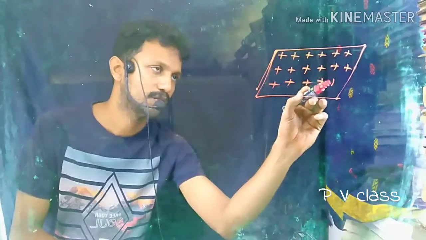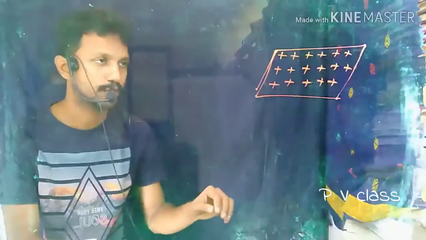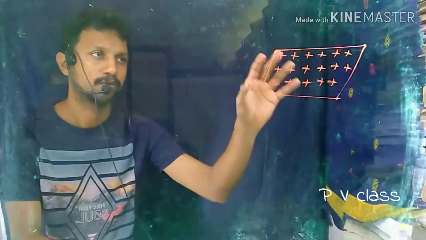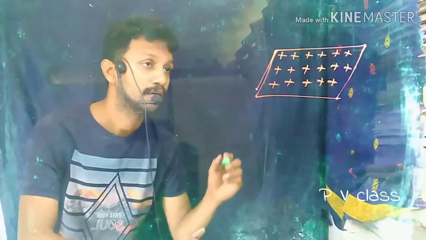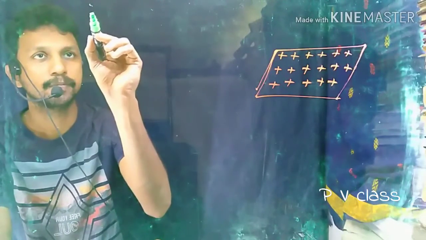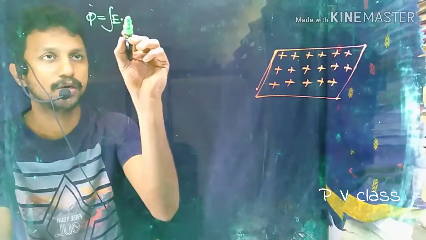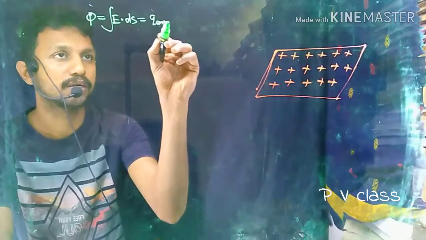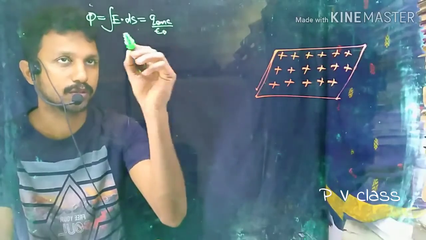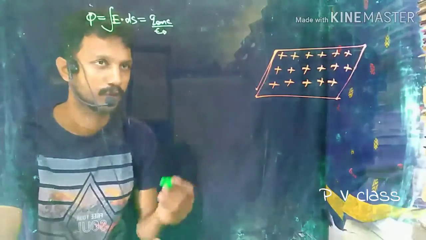and assume that this sheet is lying perpendicular to the platform that we are considering over here. Then, in order to find out the electric field intensity, we are using Gauss's theorem. Gauss's theorem is saying phi is equal to integral of E dot ds, that is equal to Q enclosed by epsilon 0. This is the mathematical statement of Gauss's theorem.